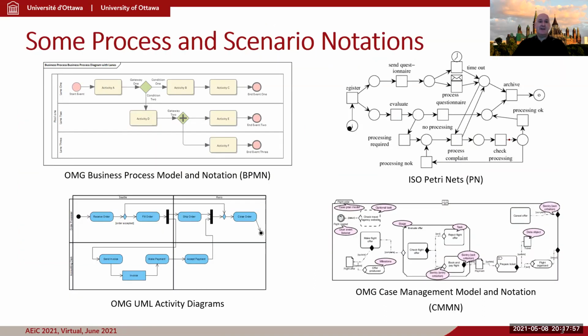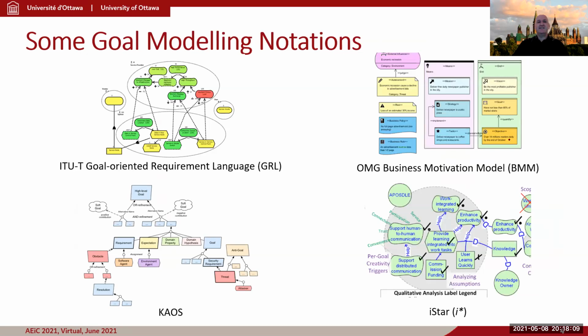So beyond use case maps, there are many process and scenario notations you are probably aware of, including BPMN, Petri nets, activity diagrams, CMMN. But beyond processes, there exist also other categories of notations for goal-oriented modeling, whether in the form of the goal-oriented requirement language, GRL, OMG's business motivation model, or CHAOS, ISTAR, and there are a few others as well. And what they intend to do is to enable modeling goals and their relationships and to reason about them.